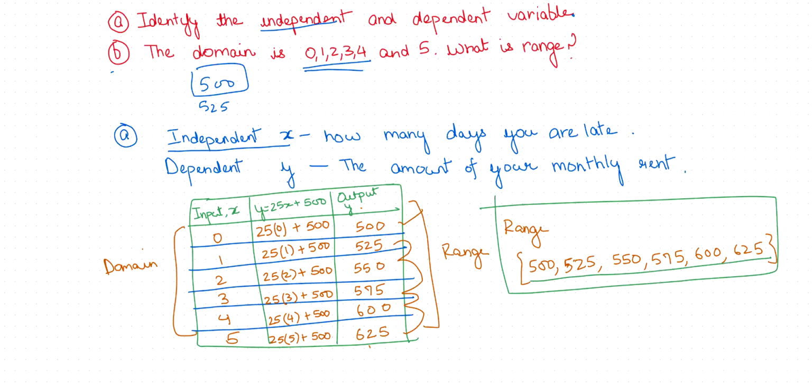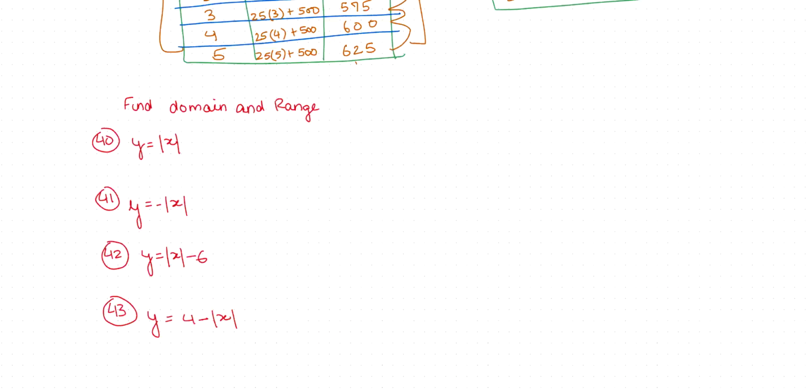Let's do one more problem. So these are the functions given, and we have to find domain and range. So this is the absolute value of x. Because any value can go into an absolute value function, the domain is all real numbers. But only positive values and zero come out of an absolute value function.